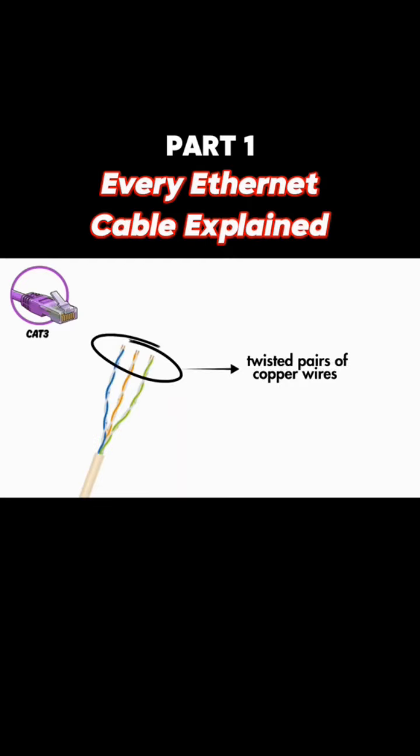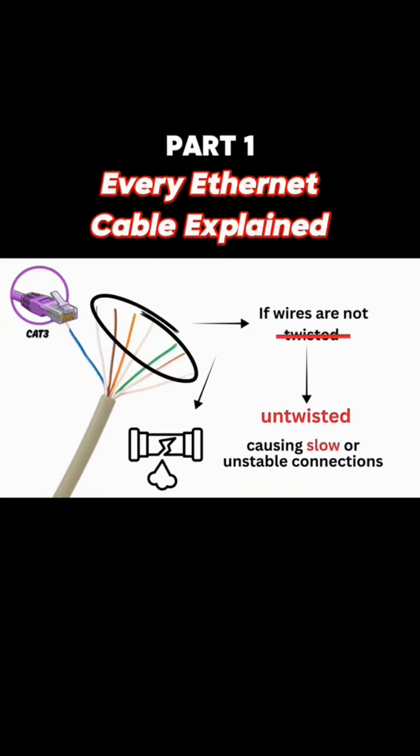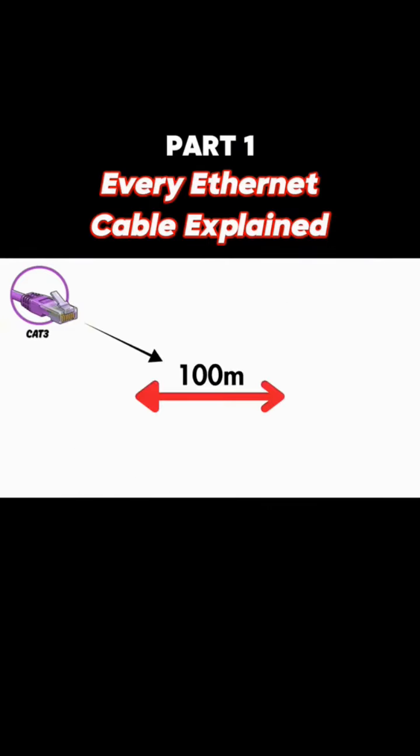Inside Cat3, you'll find twisted pairs of copper wires. These twists help reduce electrical noise and interference. If wires are not twisted, called untwisted, signals can leak or get mixed, causing slow or unstable connections. So twisting was a simple but smart improvement. Cat3 can run up to 100 meters, a distance limit that future Ethernet cables still use.